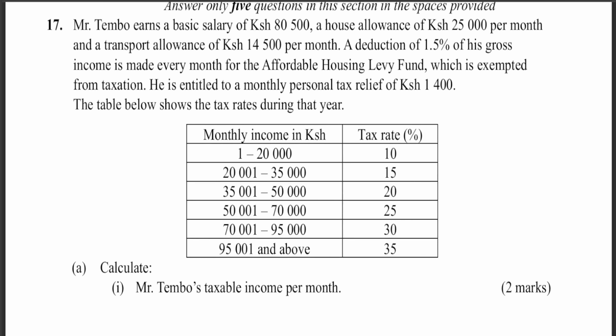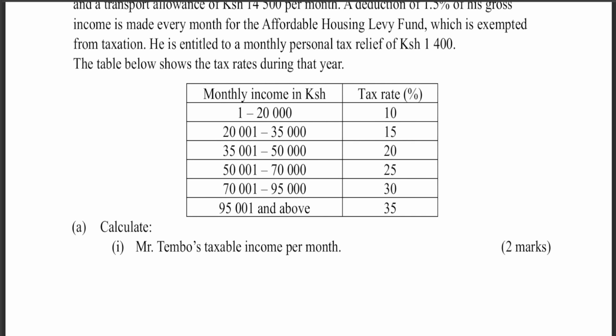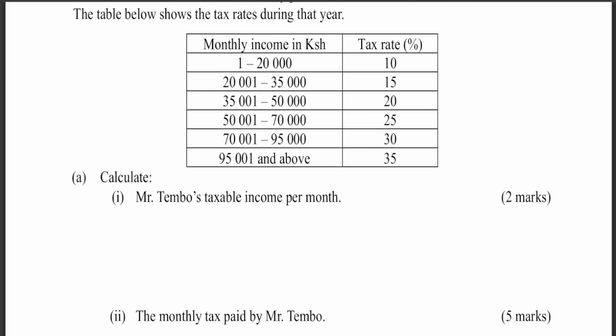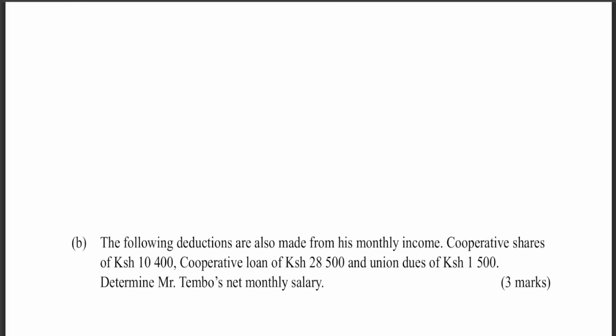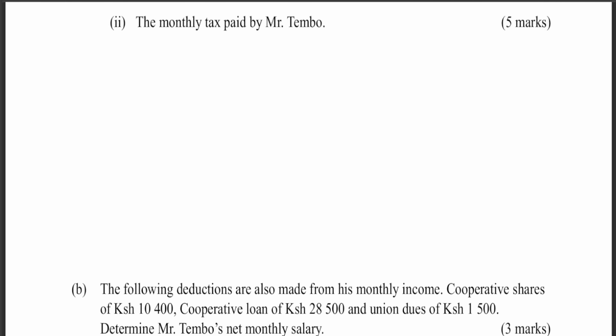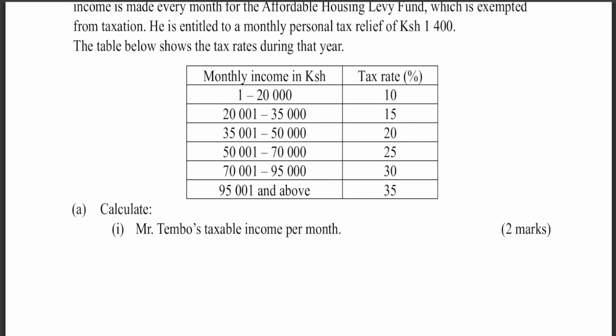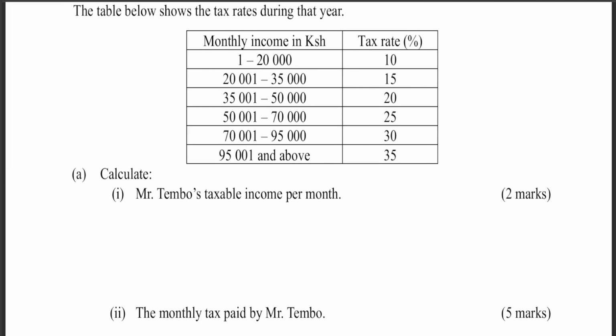So anything that is 95,001 and above is usually taxed at a tax rate of 35%. Now calculate: Roman 1, Mr. Tembo's taxable income per month; the monthly tax paid by Mr. Tembo; and the last one is that the following deductions are also made from his monthly income: cooperative shares of 10,400, cooperative loan of 28,500 shillings, and union dues of 1,500 shillings. Determine Mr. Tembo's net monthly salary, which is very easy. Now we know Mr. Tembo's taxable income per month.